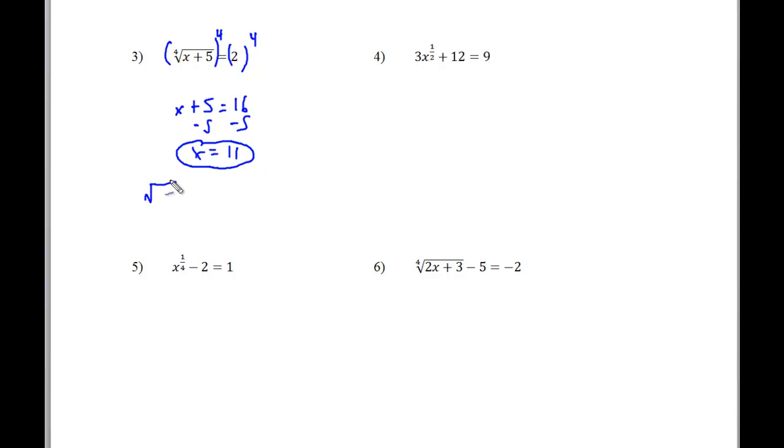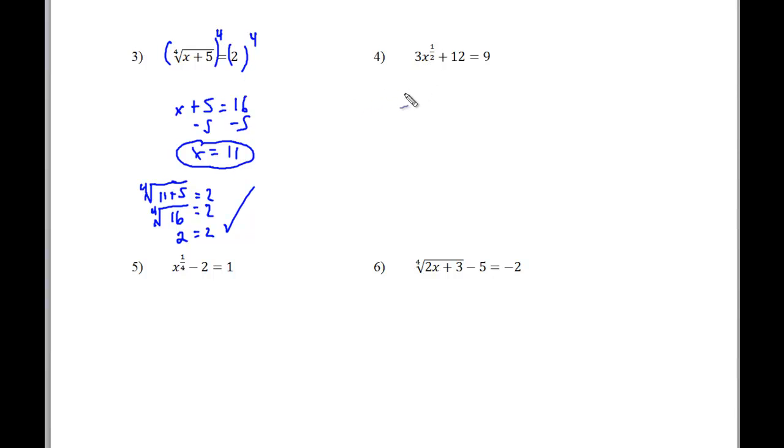So I'm going to take the fourth root of 11 plus 5, and the fourth root of 11 plus 5 is the fourth root of 16. The fourth root of 16 is 2, which was equal to 2 the whole time. So my answer checks out. X is equal to 11 is the correct answer.